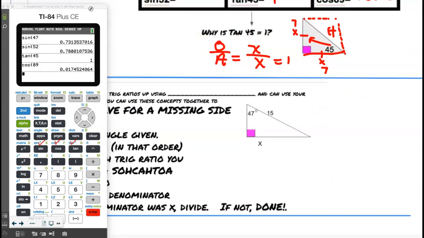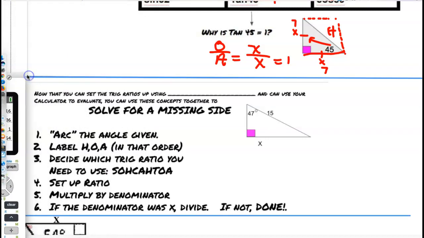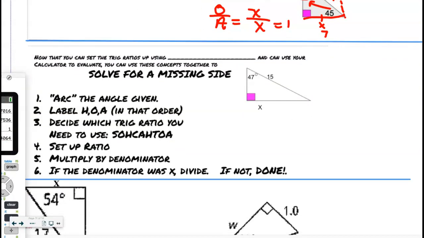Now this is where it starts getting important. That was all what I'd call English vocabulary. Now we're going to learn, if I were to compare it to English, how to write a paper. And then when we do the applications, we're going to write a world-selling epic novel. Now that you can set up the trig ratios using our SOH CAH TOA, and can use your calculator to evaluate, you can put these together to solve for a missing side.